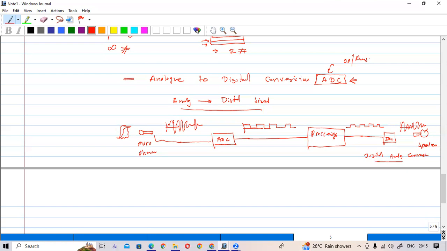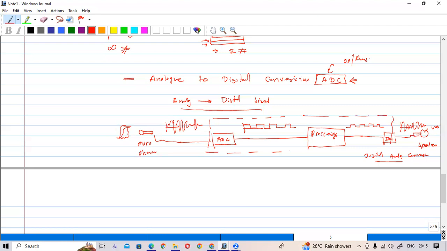Okay, digital to analog conversion, and we call this component a DAC, digital to analog converter. Once you give your digital signal into a digital to analog converter, you will have an analog signal. Then you can feed that analog signal into the speaker, and then you can hear the voice again.